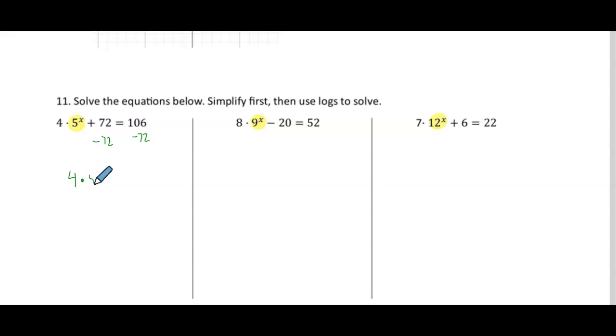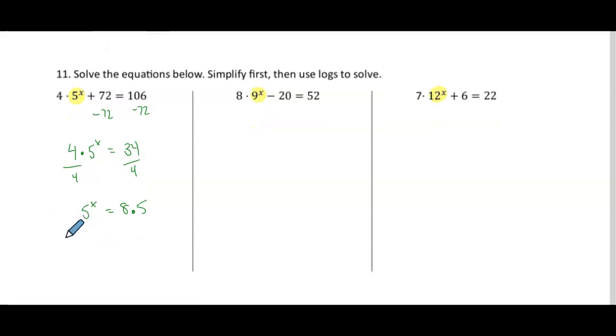So it's 4 times 5 to the x. 106 minus 72 is 34. Then I need to divide by the 4 so that the 5 will be by itself. And 34 divided by 4 is 8.5. And now I need to know what power to put on 5 to get 8.5. And I don't know, because 5 squared is 25 and 5 to the first is 5, so it's not a whole number. So the way I solve this is with logs.